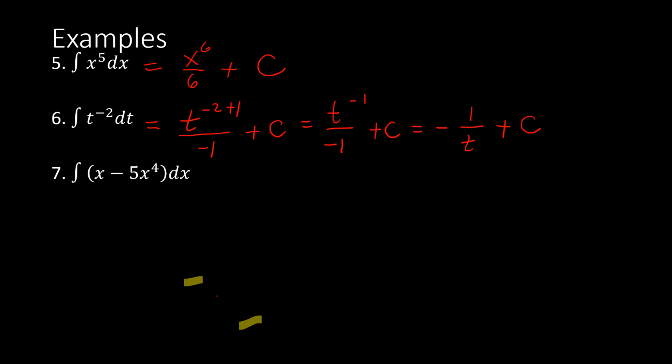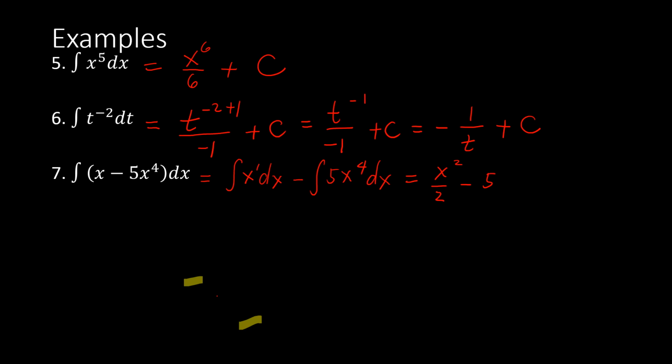Next, the integral of x minus 5x raised to 4 dx. That is equal to, since it involves a difference, we can write this as the integral of x dx minus the integral of 5x raised to 4 dx. So evaluating these two separately, x dx, the power of x here is 1, so it becomes x squared all over 2, minus 5x raised to 4.